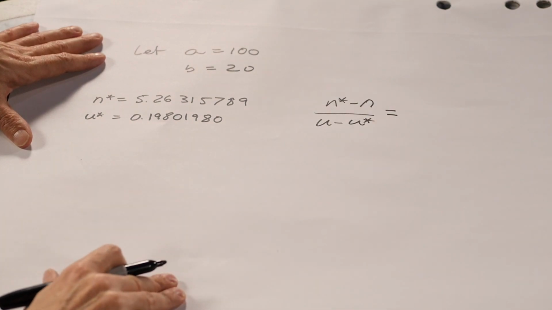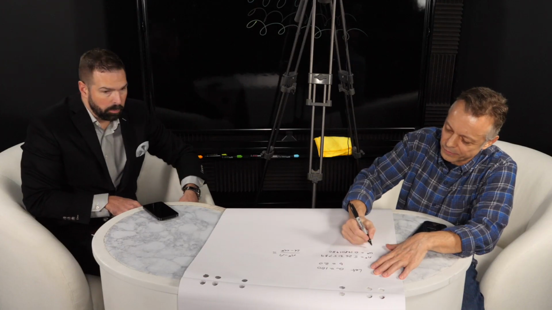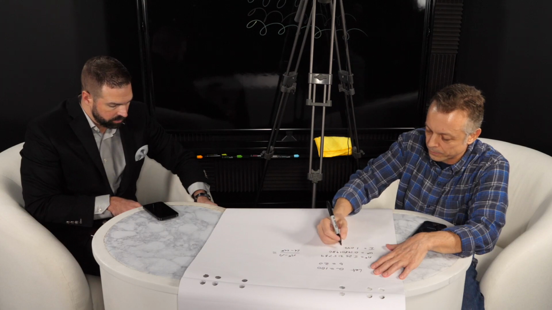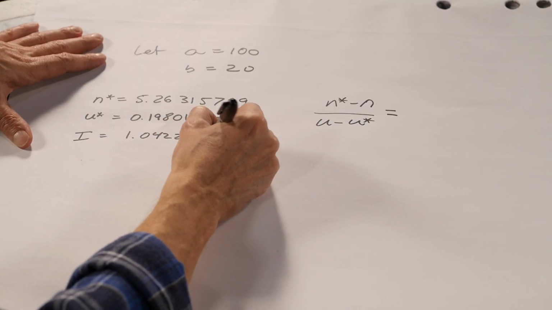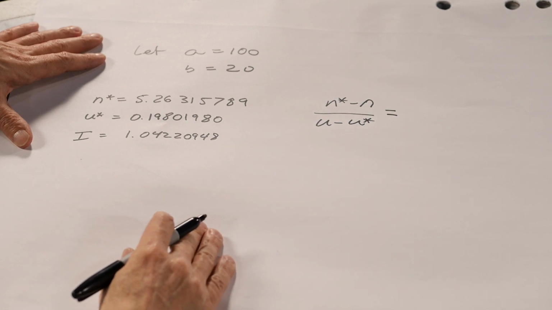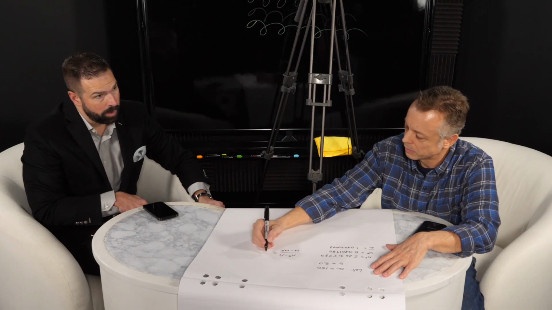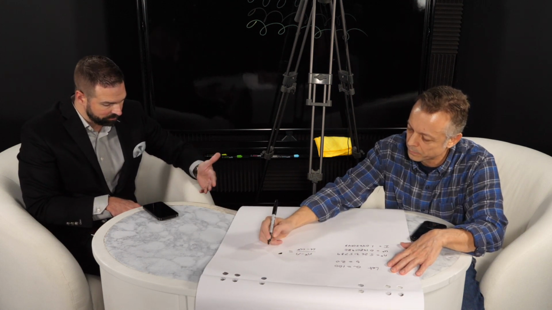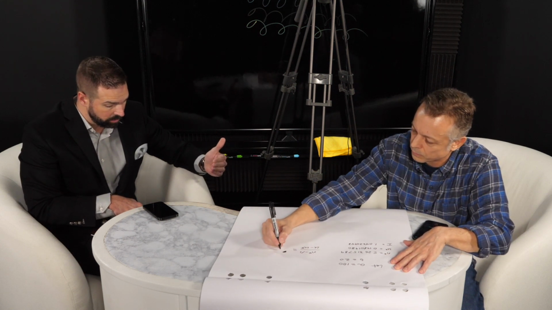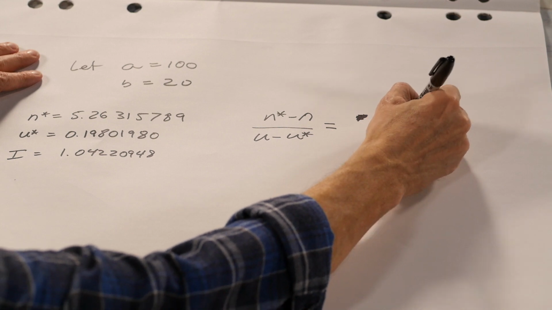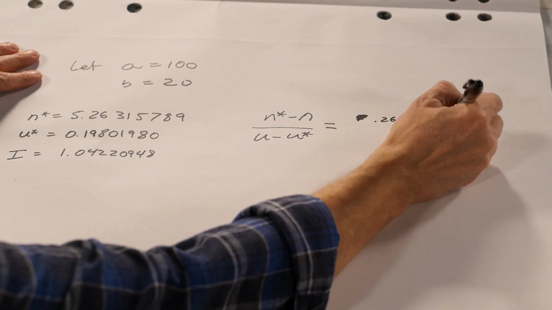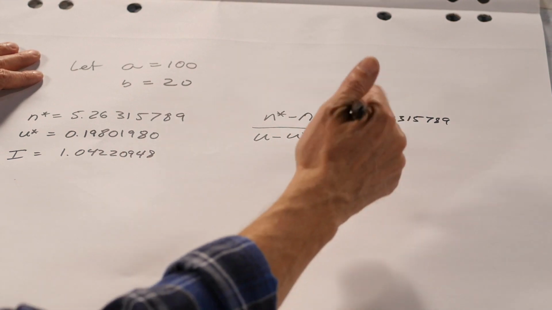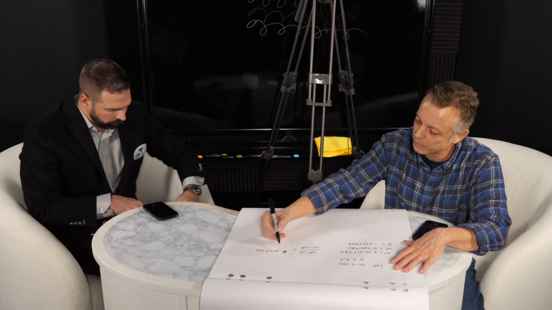And so do you have a number for me on there? So that would be... Let's not forget I. Yeah, I was going to say, we've got to do I. So I is 1.04220948. Okay. Now, n star minus n naught, if we subtract out the 5, we want 5.26315789 minus 5, which is 0.26315789. That's correct.